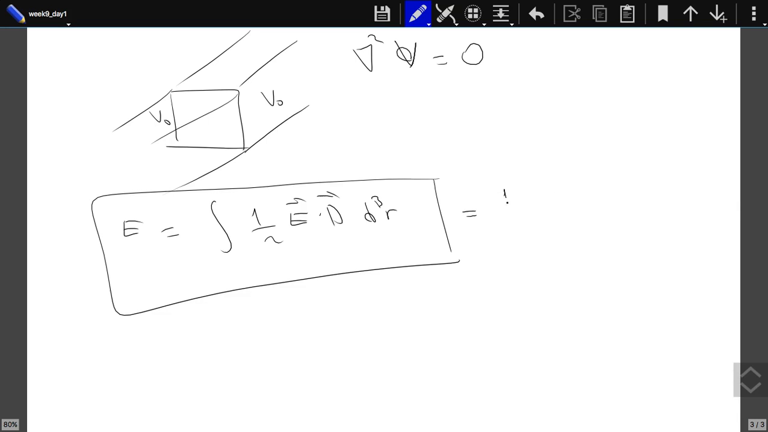And for a capacitor, this just becomes 1/2 C V squared, where C is the capacitance in the absence of the dielectric multiplied by the dielectric constant. And this epsilon R is equal to epsilon over epsilon 0.